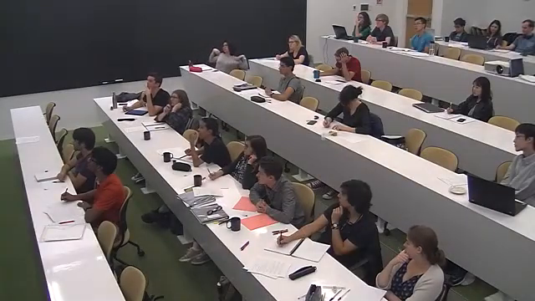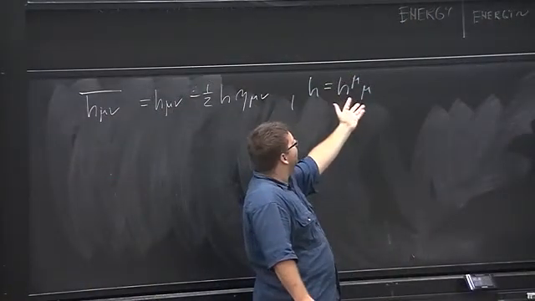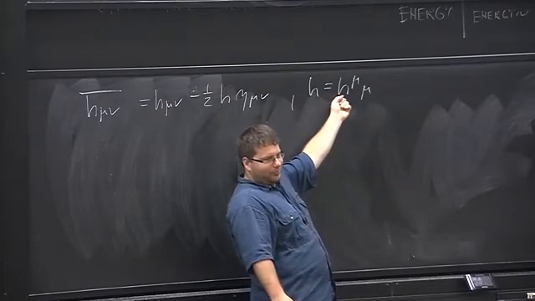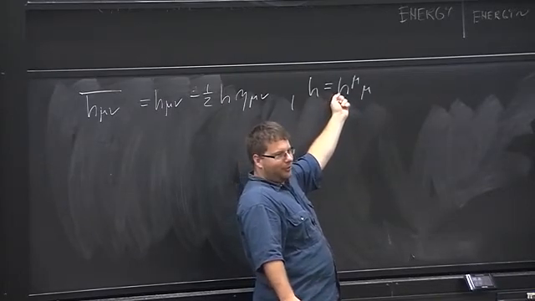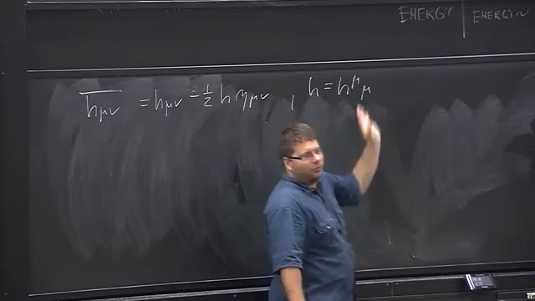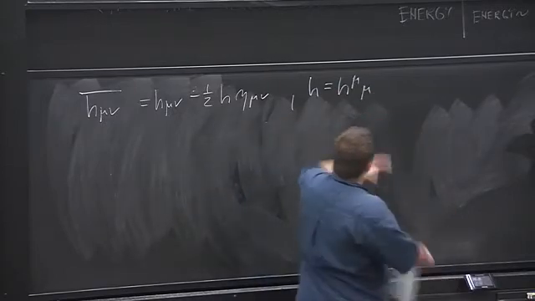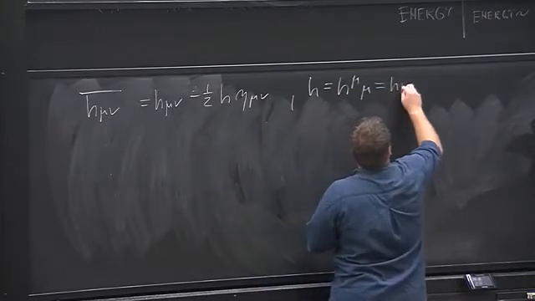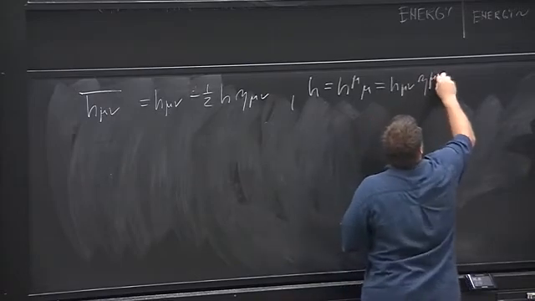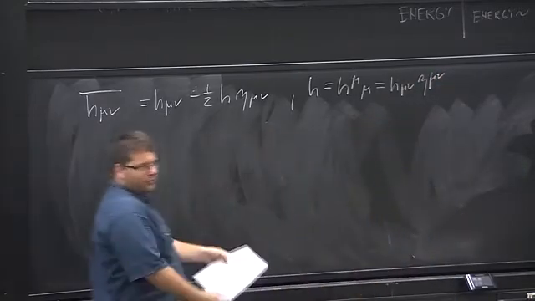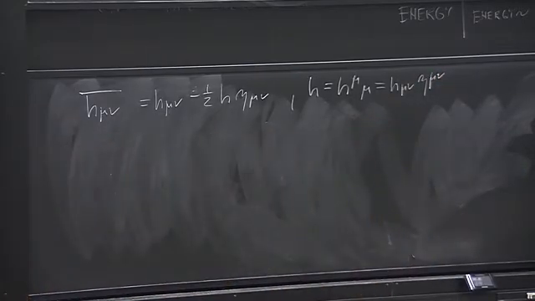Eta would be the most convenient, I guess, but I don't know. Precisely. Why not? This is already small. This is already of the linear order in h. I'm expanding everything only to the linear order. So what I mean by this is h mu nu eta mu nu, right? Because if I did include g, there would be already a quadratic correction, and I throw it away.